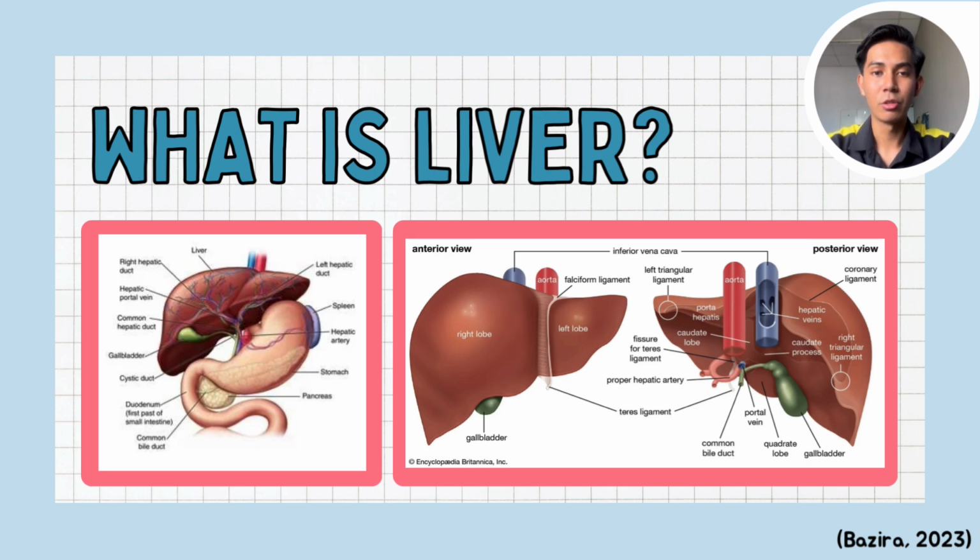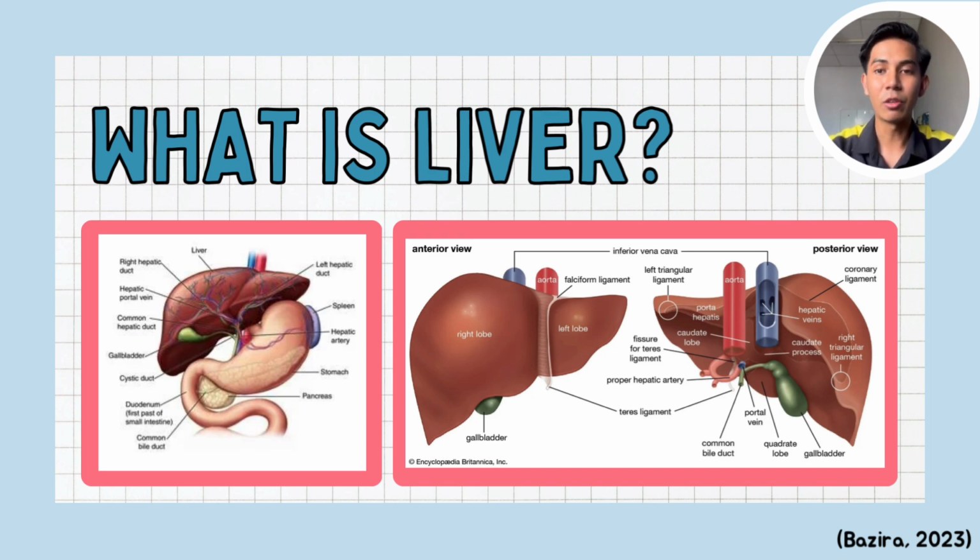2023-607-024. So I am going to explain about the liver. What is the liver? The liver is a vital organ in the human body that is located in the upper right quadrant of the abdomen, beneath the diaphragm and also above the stomach and intestine.